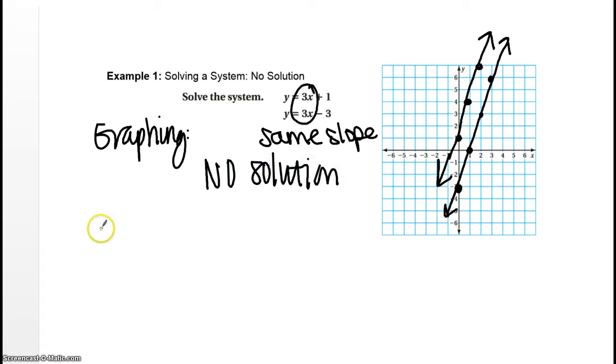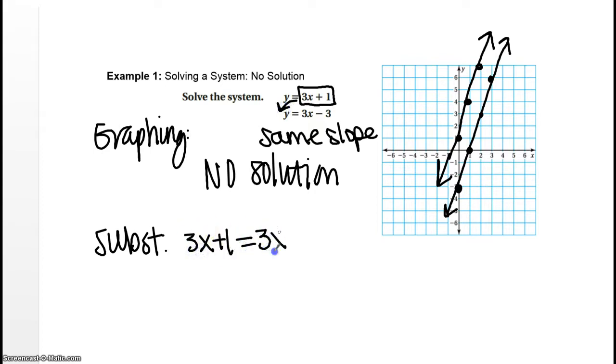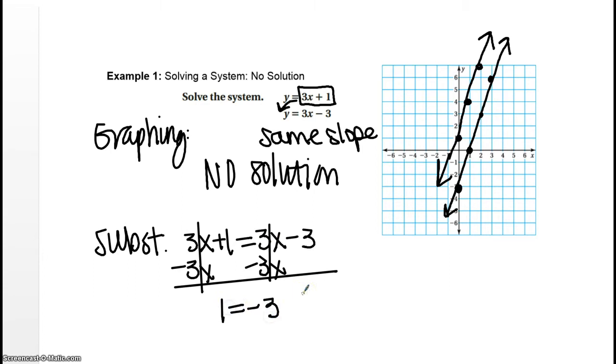Okay, the other method you could use is substitution. You can substitute in 3x plus 1 for y. So you would have 3x plus 1 equals 3x minus 3. Well, when you subtract 3x from both sides, those both go away and you're left with 1 equals negative 3. But 1 doesn't equal negative 3, so right away you would know that this is no solution as well.